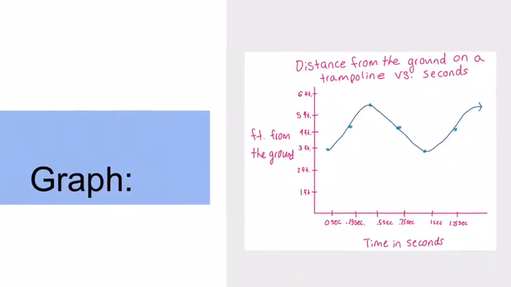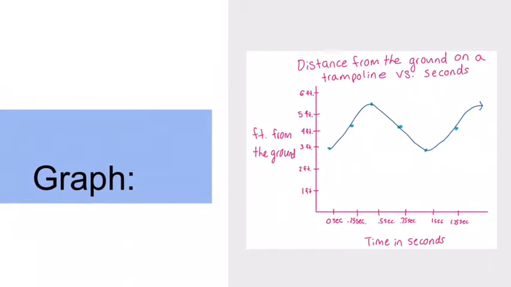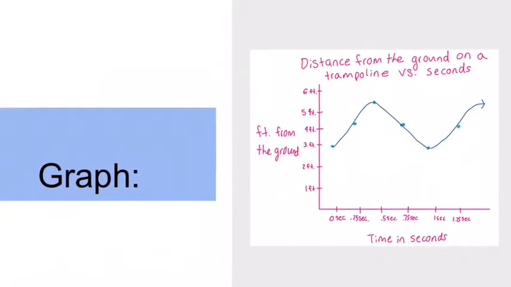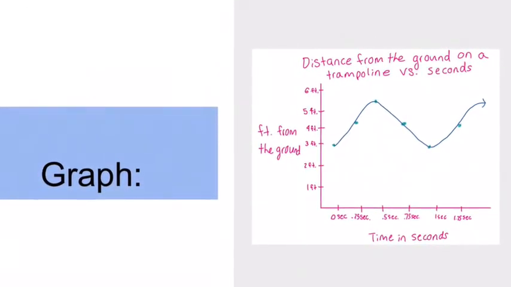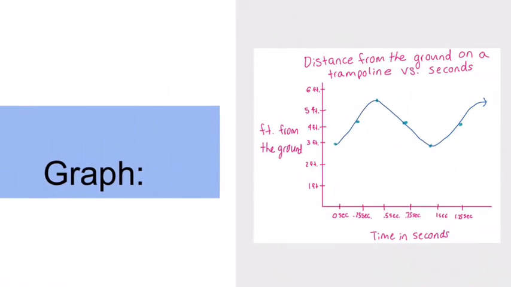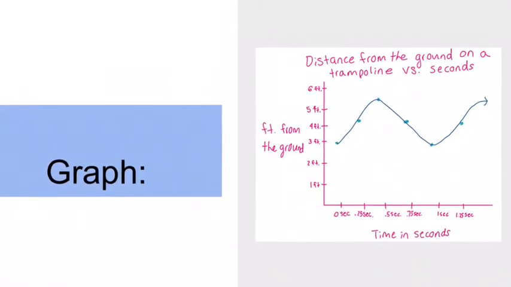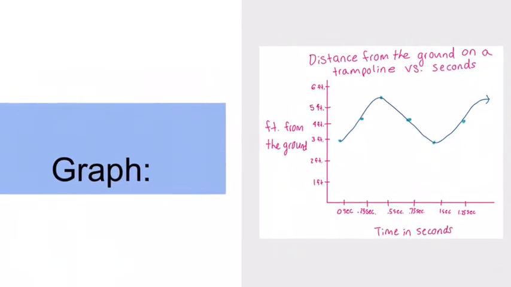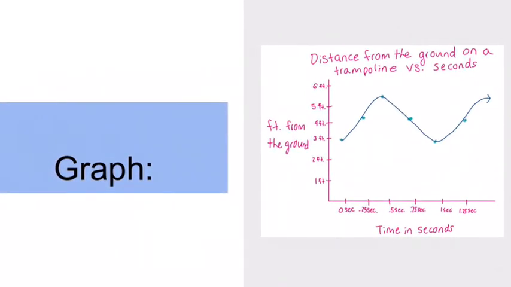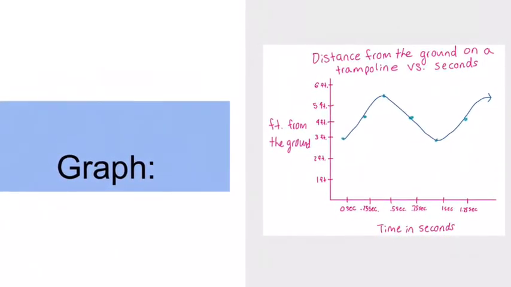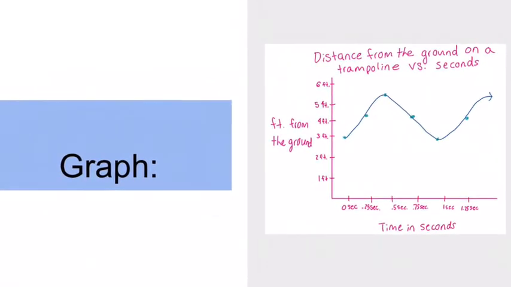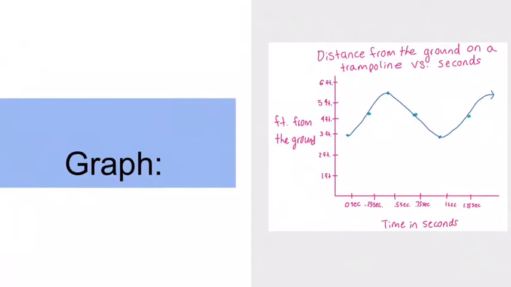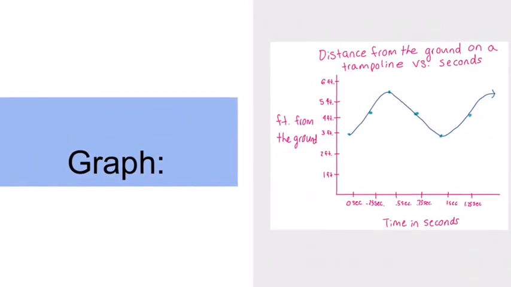And then this is my graph, and I labeled it distance from the ground on a trampoline versus the amount of seconds it took. It starts at 3 feet, because that's how high up the trampoline is from the ground. And then it goes up to the midpoint, which is 4.25 feet. And then the highest point, which is 5 feet, at 0.5 seconds. And then at 0.75 seconds he had reached the midline again, going back down. And then at 1 second he had reached his full cycle, and then the cycle continues on from there.